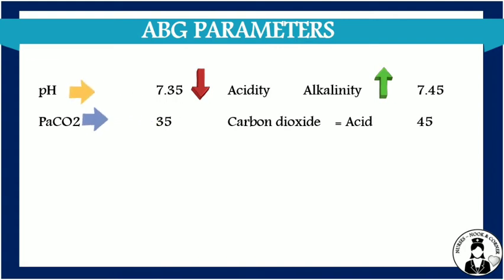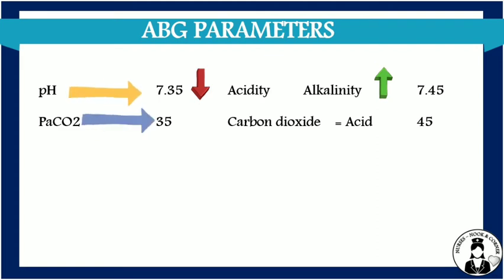Another concept regarding PaCO2 is that it is an acid, because carbon dioxide is related to the hydrogen ion being produced. So simply you can understand that more carbon dioxide, that is increased carbon dioxide in the blood, makes you more acidic. The normal value is 35 to 45, and if it is above 45, then your blood is acidic, and if it is less than 35, it is a base.